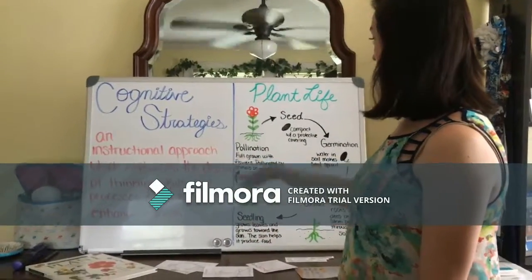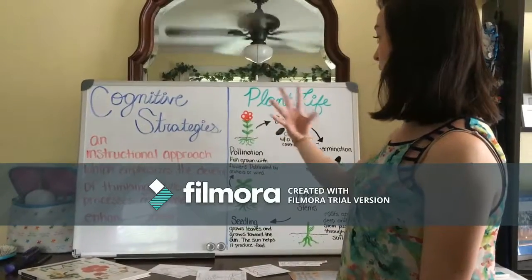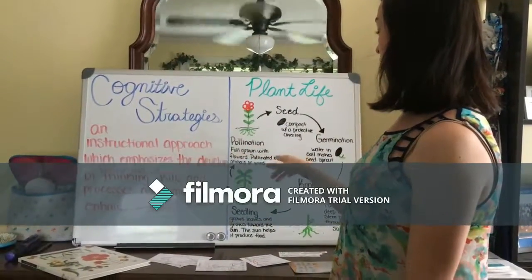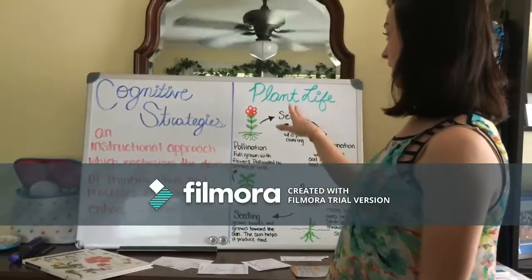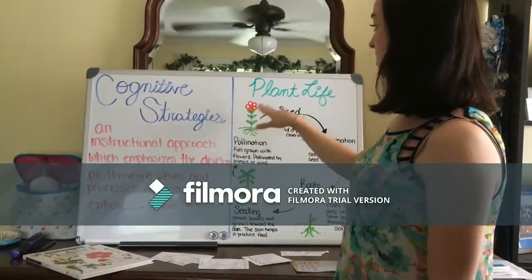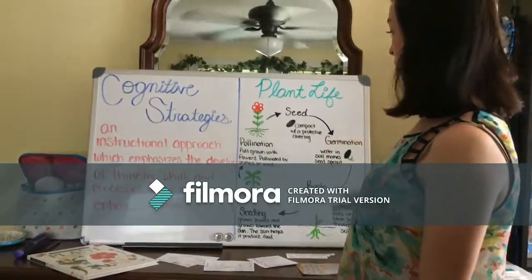And then it goes from a seedling to pollination, where the flower blooms. It's in full growth with flowers and pollinated by animals or wind. And then as it dies, it would wither away and the seed would be left behind to start a whole new plant life.